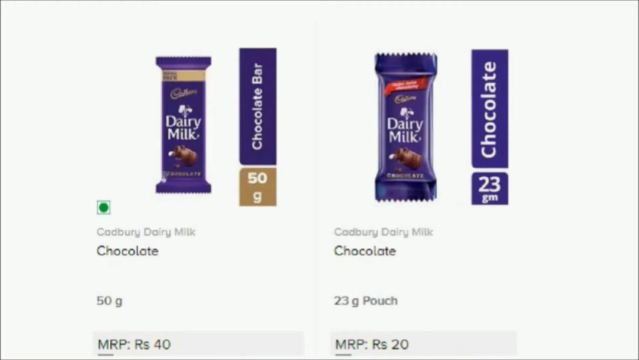For a chocolate of 50 grams, we pay 40 rupees. So, for 20 rupees, we must get 25 grams of chocolate. But we are getting only 23 grams of chocolate. So, which one is profitable?